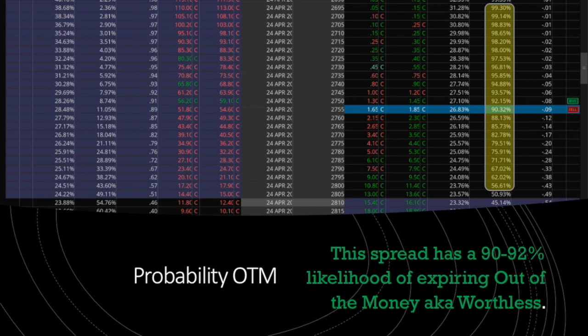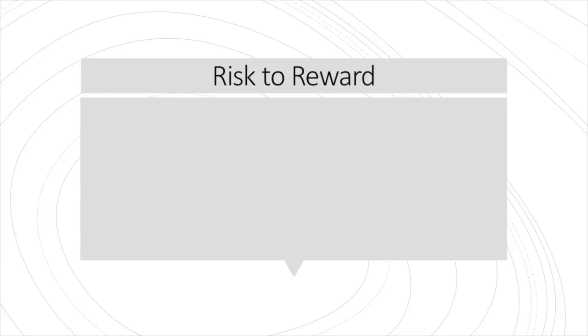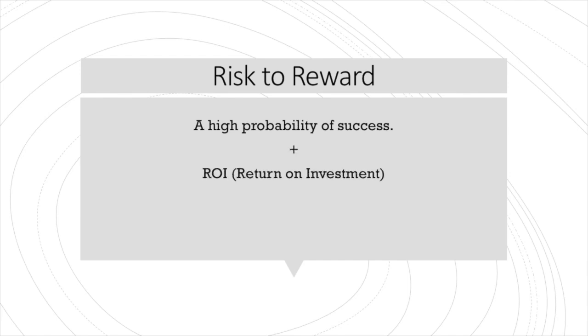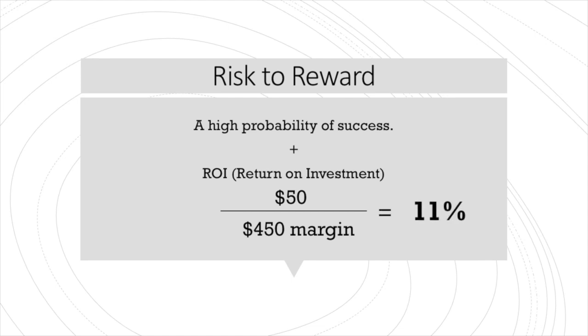is our max gain. Okay, so in addition to having a high probability of success, this strategy also has a great return on your investment. Let's do the simple math, where if we took in $50 of profit for using $450 of our capital, that's an 11% return. And we typically do these in 1 trading day. So to get an 11% return in 1 trading day is pretty good.